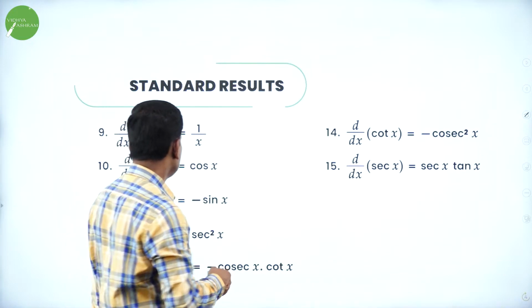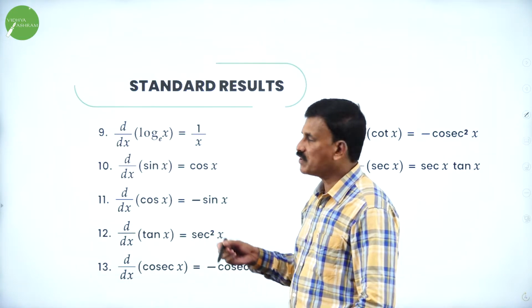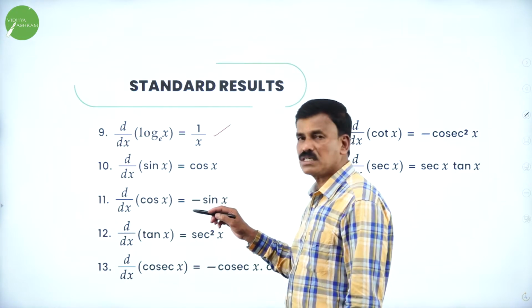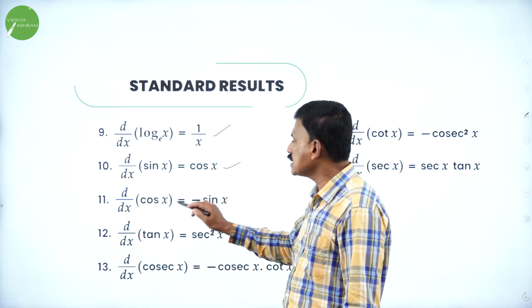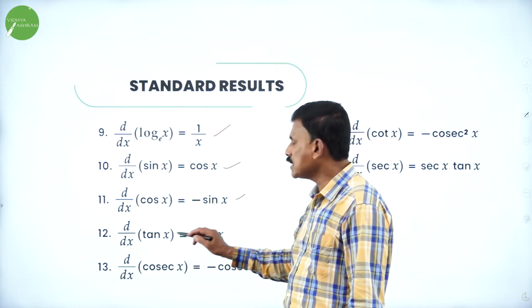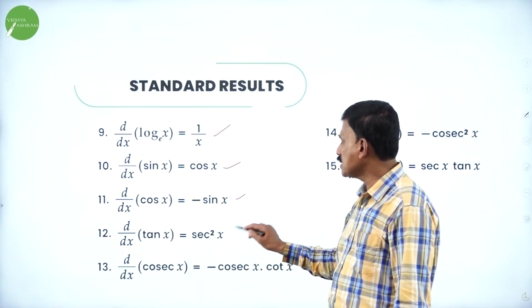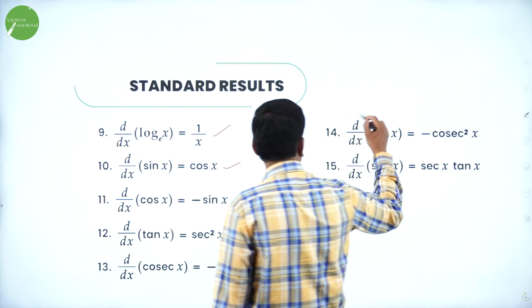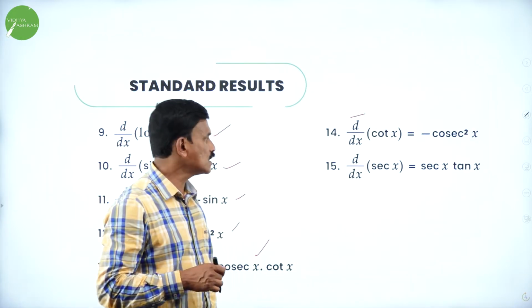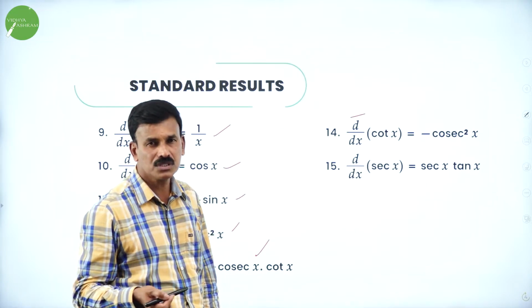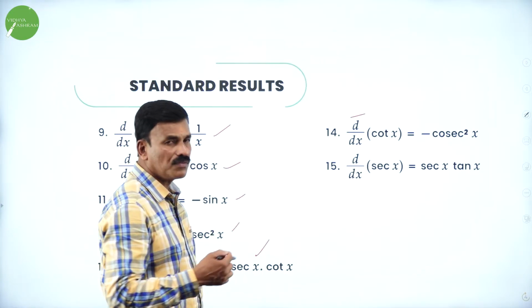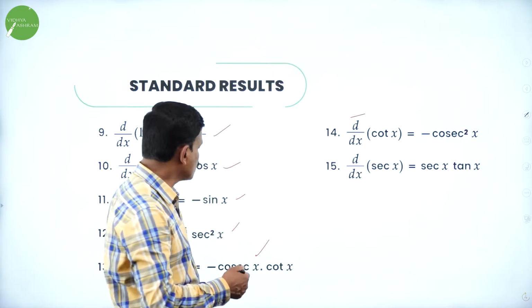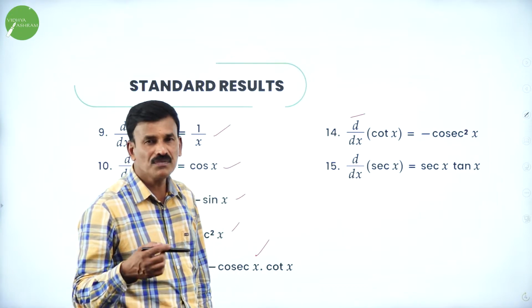Now, similarly, d by dx of trigonometric functions and logarithmic functions: differentiation of log x is 1 over x, and differentiation of the 6 trigonometric functions: d by dx of sin x is cos x, d by dx of cos x is minus sin x, and similarly d by dx of tan x is secant square x, and d by dx of cosecant x is minus cosecant x cot x, d by dx of cot x is minus cosecant square x, and d by dx of secant x is secant x into tan x. So, these are all the formulas which you might have studied. In this unit, you are going to derive all these formulas using the definition or the first principle method.